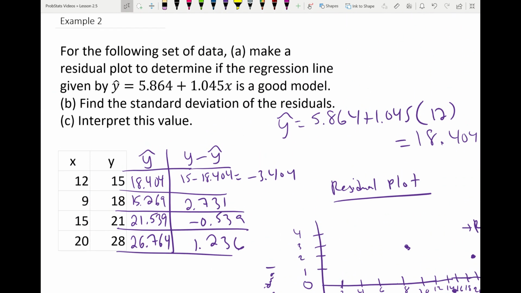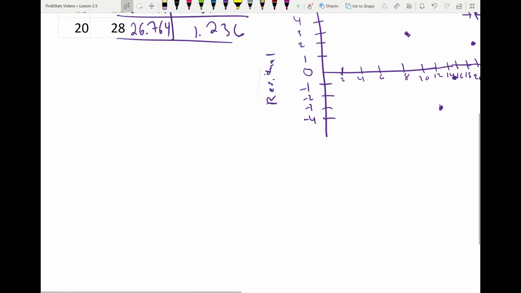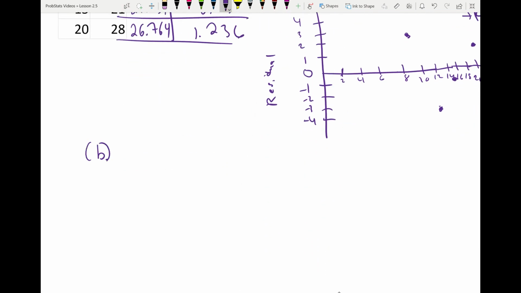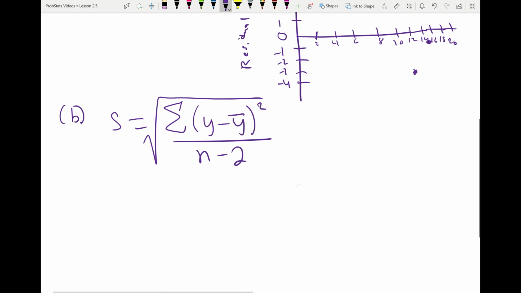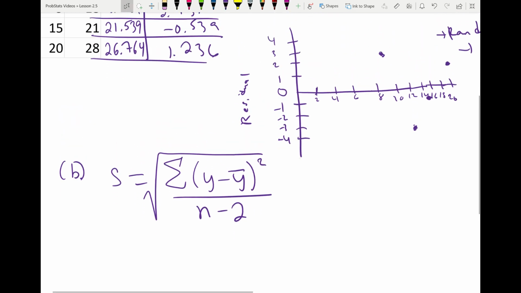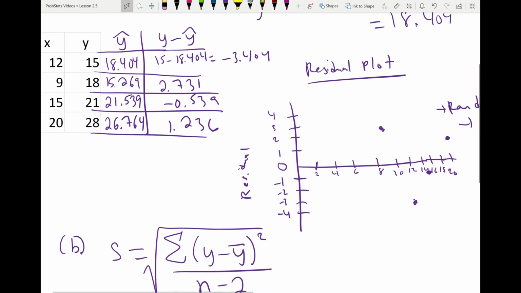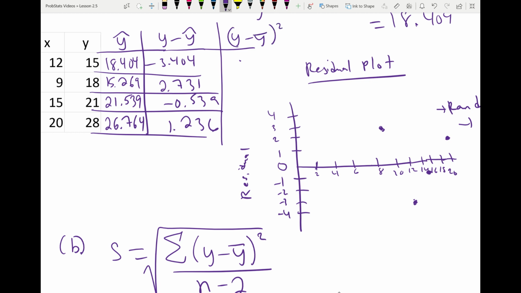Part B, we want to find the standard deviation of the residuals and then interpret this value. So let's do the standard deviation. The standard deviation is given by this formula, square root of the residuals squared divided by n minus 2. So let's do that real quick. But in order to do that, we need to extend this chart here. So this is negative 3.404. We're going to be doing the squared residuals here. So we're going to be squaring these.